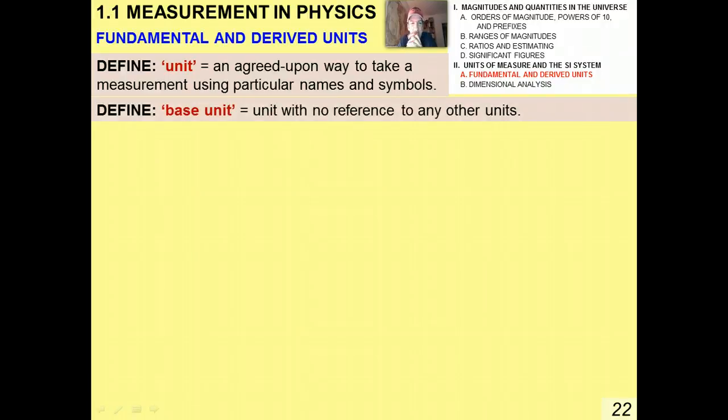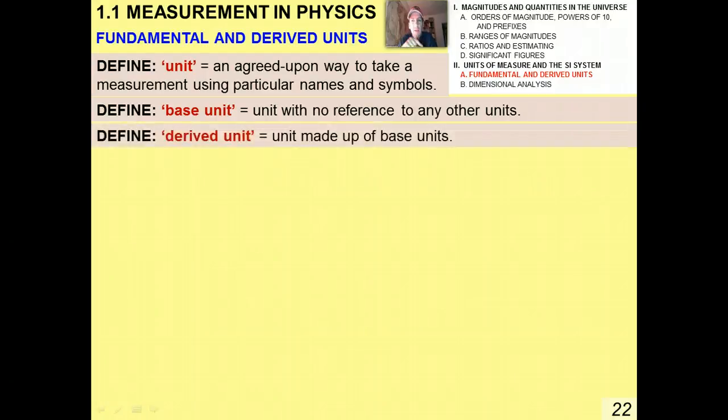So there are 2 different kinds of units. We have what's called a base unit, and that's a unit with no reference to any other units. You can think of it as not being made up of any other units. I'll give you some examples. As opposed to that, we have the derived unit, and a derived unit is a unit that's made up of base units.